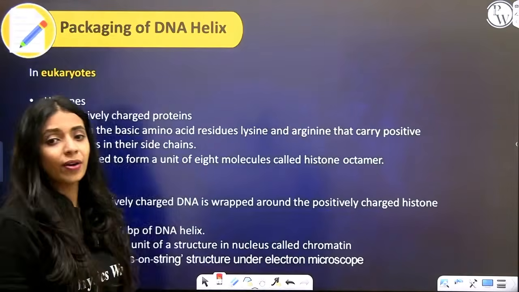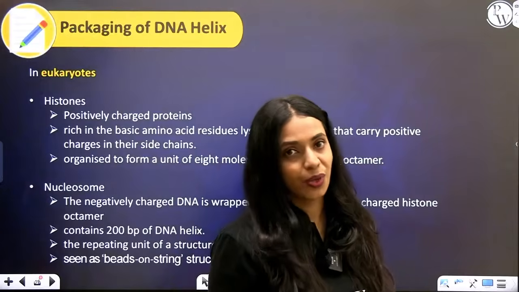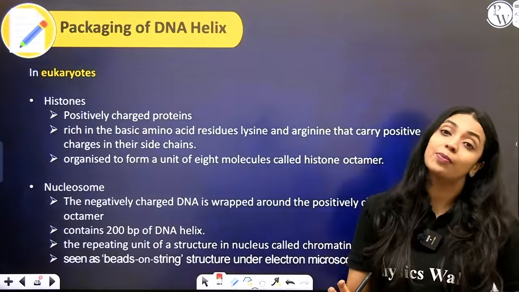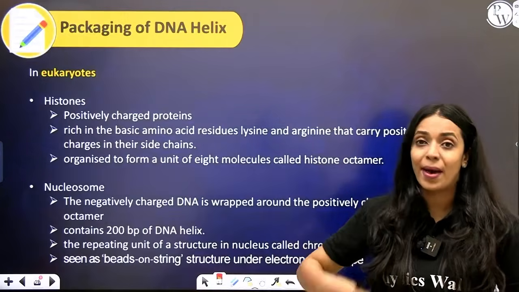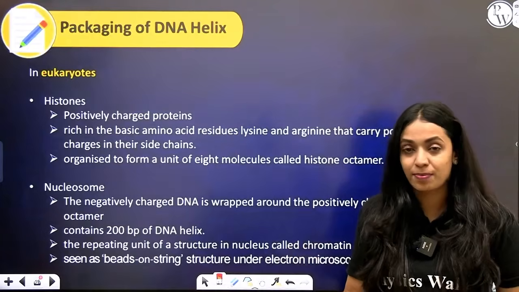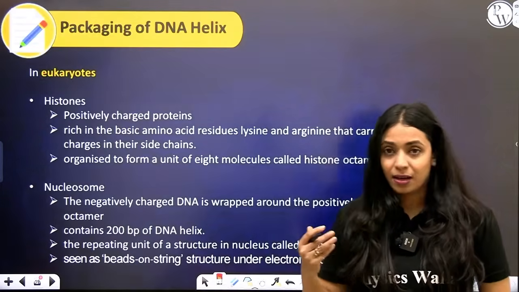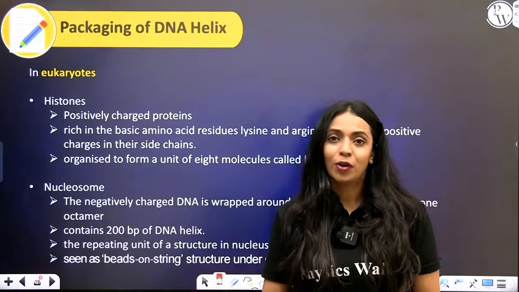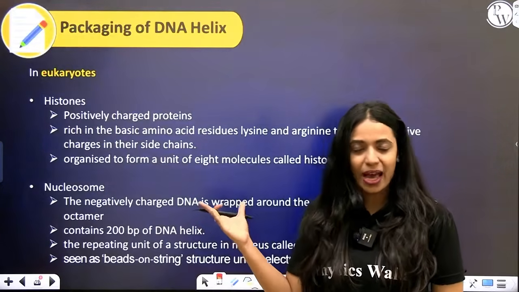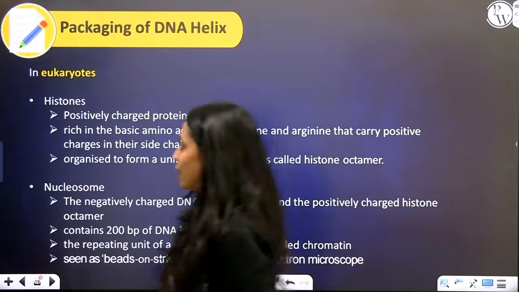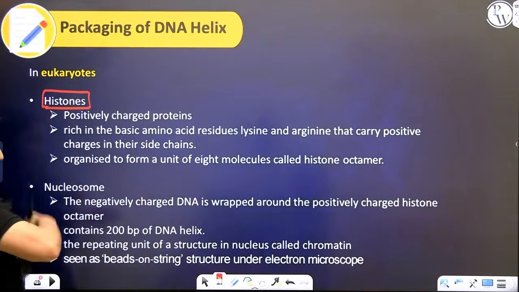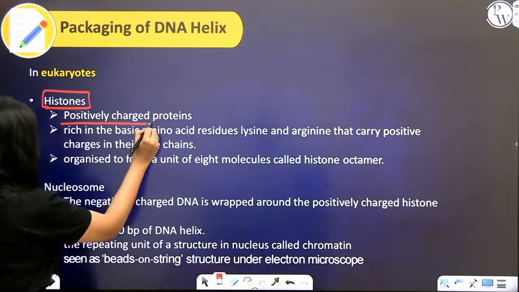Now let's talk about how packaging happens in eukaryotes. This is really interesting. In eukaryotes, we have a special type of proteins that are involved in compaction or condensation of DNA. If you remember, when we talk about mitosis and meiosis, there is one phase called prophase where we speak about how DNA gets condensed, right? So this is exactly how it happens. The proteins that I'm talking about are called histone proteins. Since DNA is negatively charged, the histones have a positive charge.